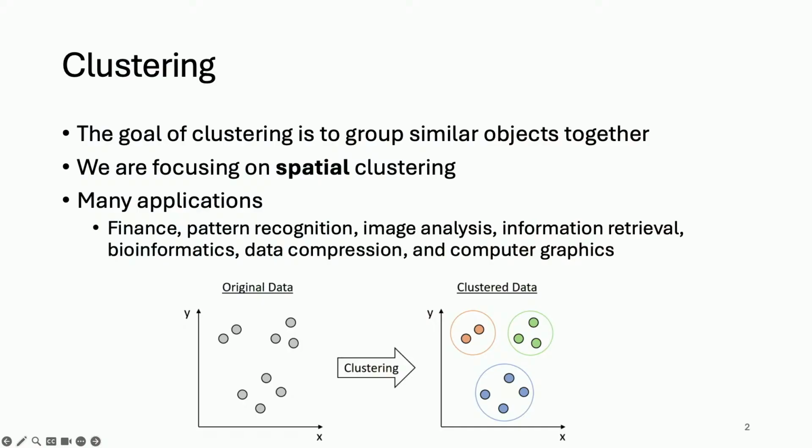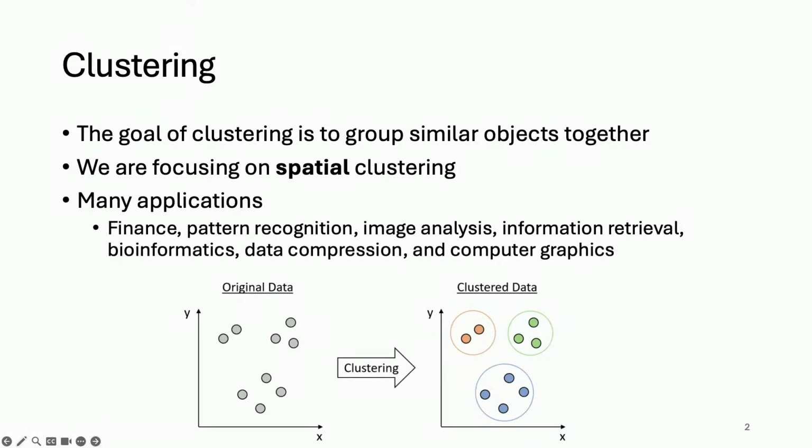So this talk is concerned with the problem of clustering. The goal of clustering is to group similar objects together and separate dissimilar objects into different groups. You can do clustering on both graph data as well as spatial data or point data. So in this talk, we're going to be focusing on spatial clustering. So we're going to assume that our data comes in the form of points or vectors. There are many applications of clustering. For example, it's used in financial applications, image recognition, information retrieval, and so on.